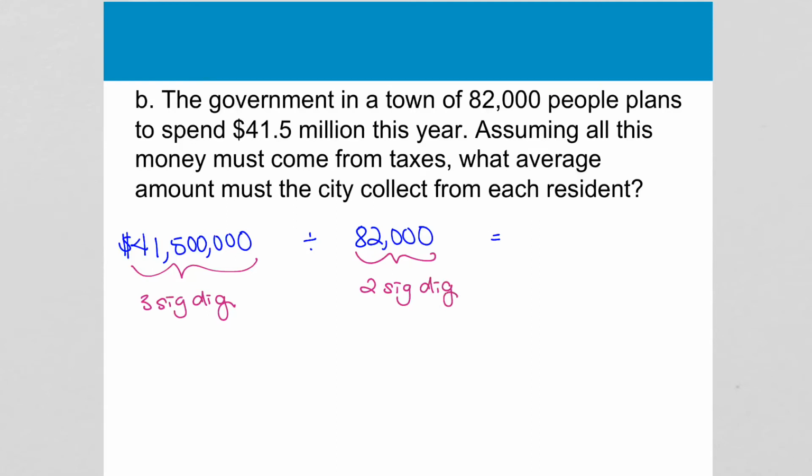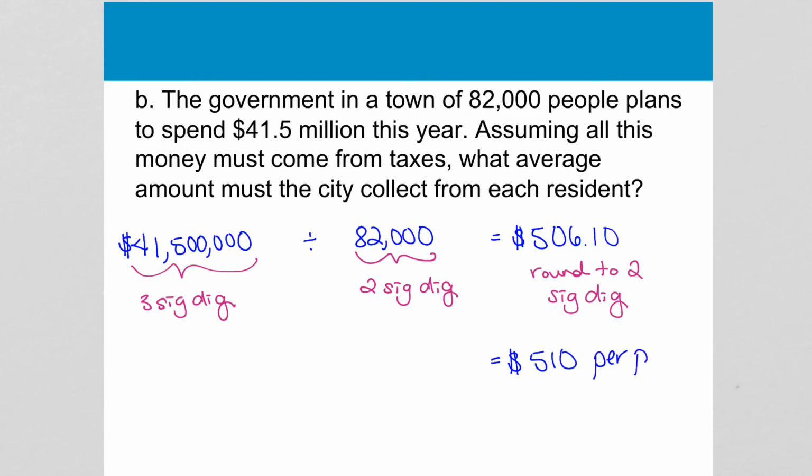Okay, so let's divide, and we get $506.10. But we need to round to the least significant digits. So to 2 significant digits. So that would only be $510 per person. Because we rounded up to this spot.